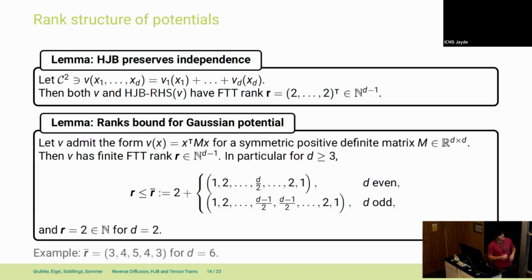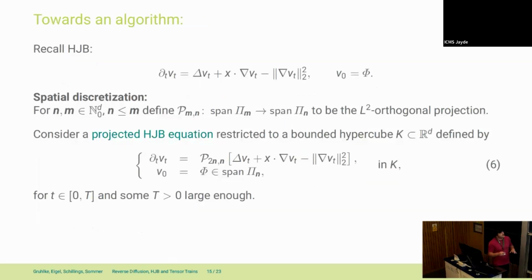Okay, next observation to understand is if you take a Gaussian potential of arbitrary covariance matrix, then you can show somehow linear growth of the ranks. So it's modularly computable for this problem class. Okay, so now let's go to the algorithm.